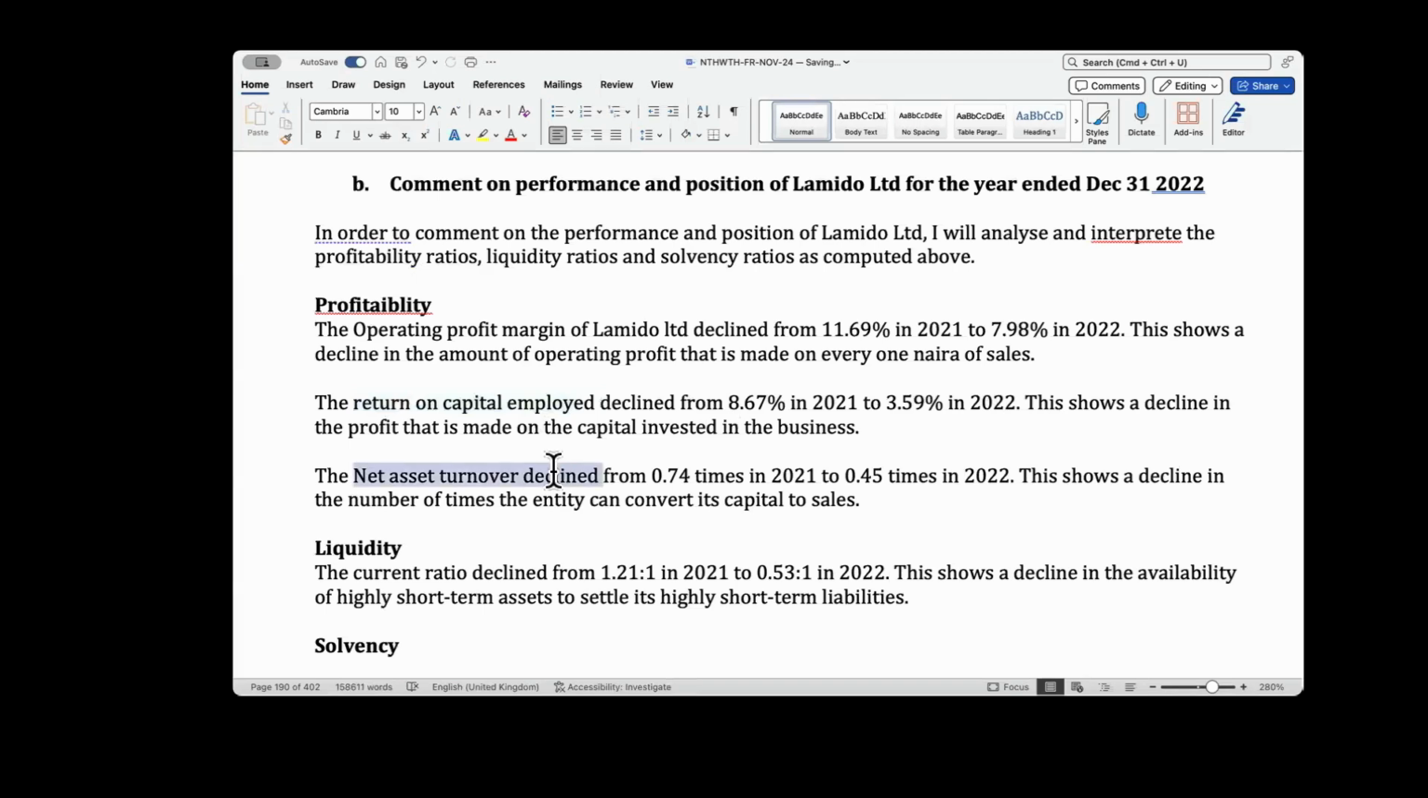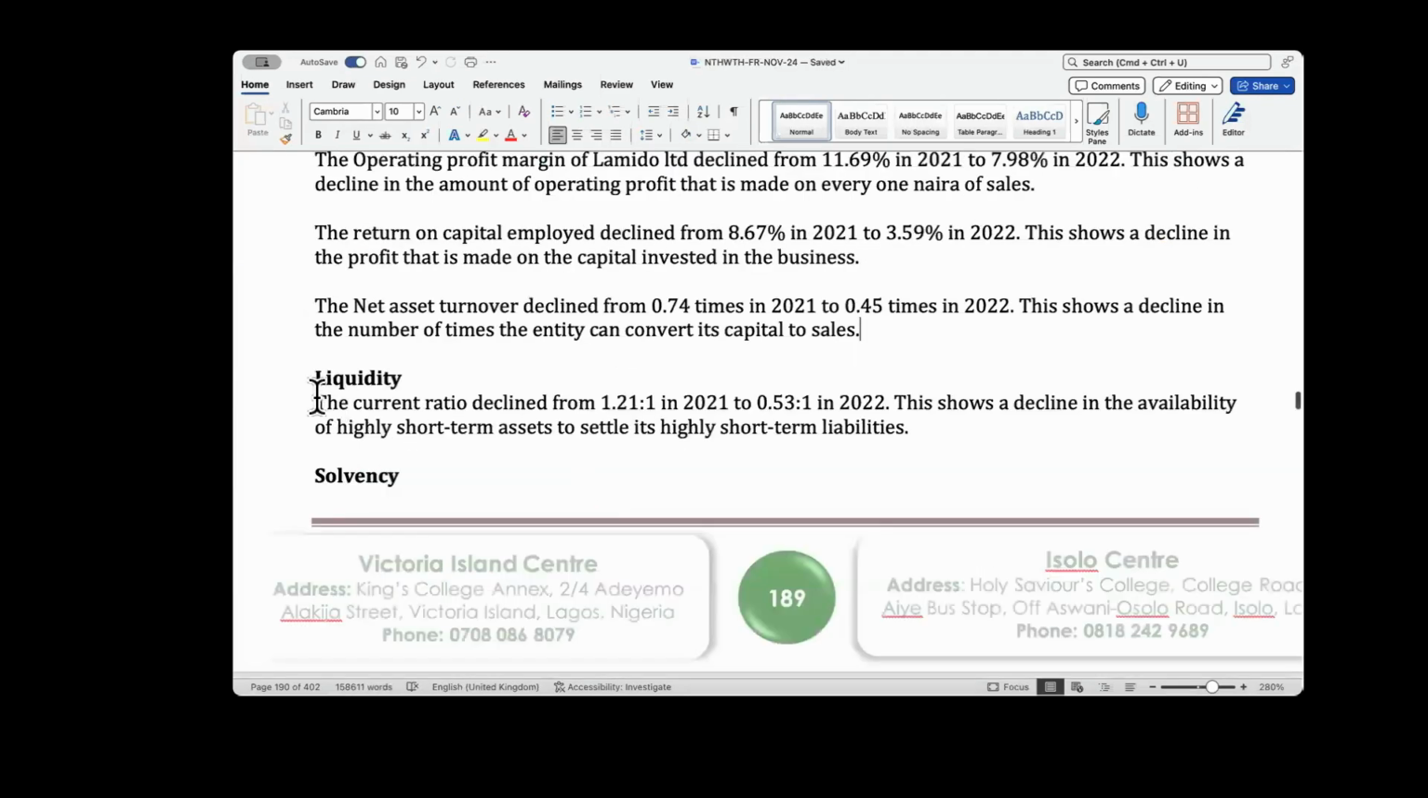Then I went to the net asset turnover. I also told them that this one also declined from 0.74 times in 2021 to 0.45 times in 2022. I said this shows also a decline in the number of times the entity can convert its capital to sales. I moved to liquidity, which is the current ratio. So this one also declined from 1.21 ratio 1 in 2021 to 0.53 ratio 1 in 2022. This also shows a decline in the availability of highly short-term assets to settle its highly short-term liability.